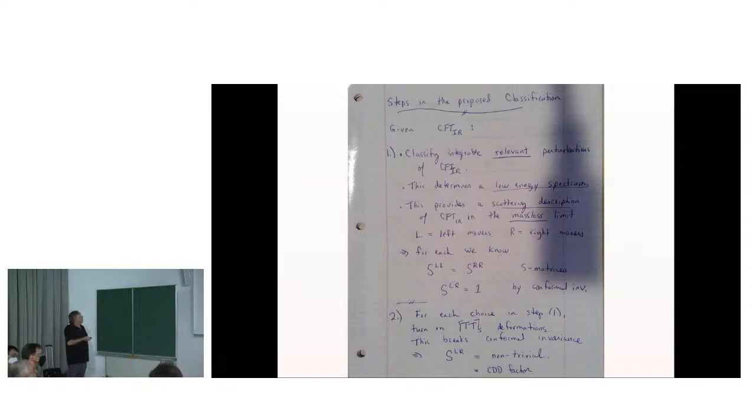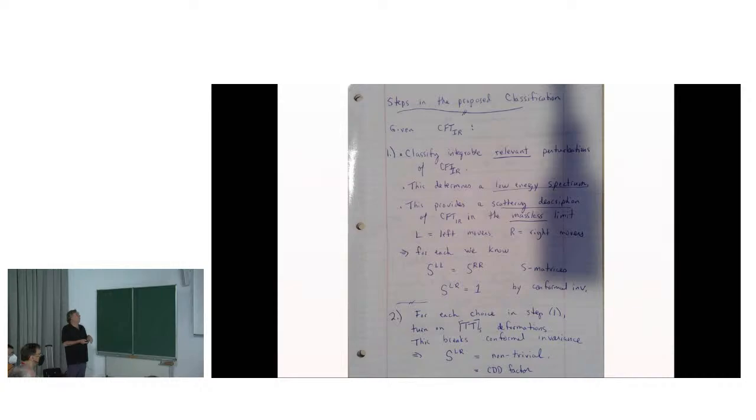Okay, so these are the steps that we try to follow here. First, we're given the infrared conformal field theory. Assume we're given that. First, you want to look at all the possible integrable relevant perturbations of this theory. Once you do that, for each of those possibilities, that determines a low energy spectrum.